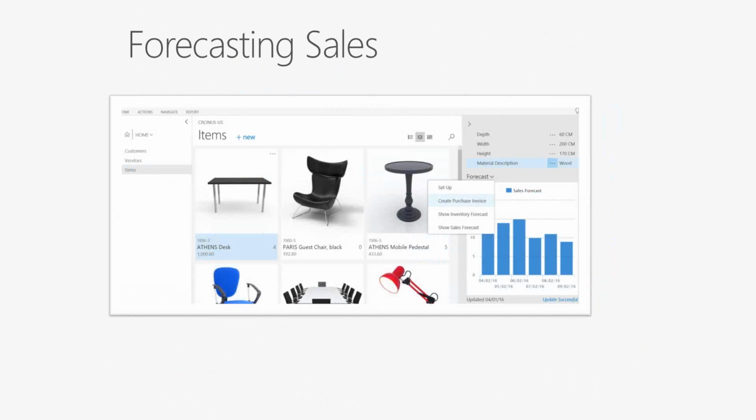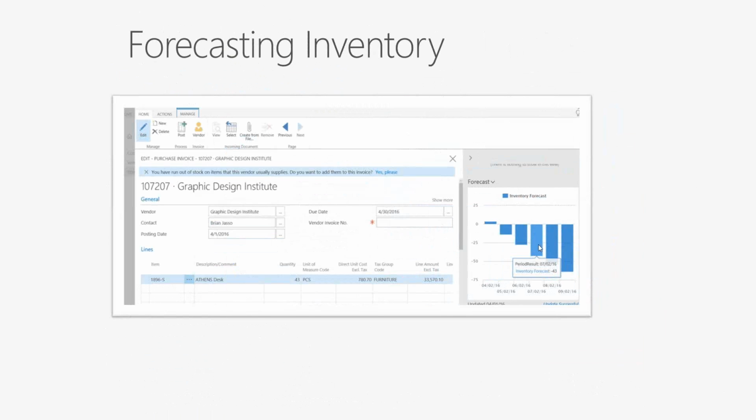So here is a web page view of the items list showing what Microsoft refers to as the brick view that has the item image with some details below. Being able to have an inventory forecast that shows up on the item card.